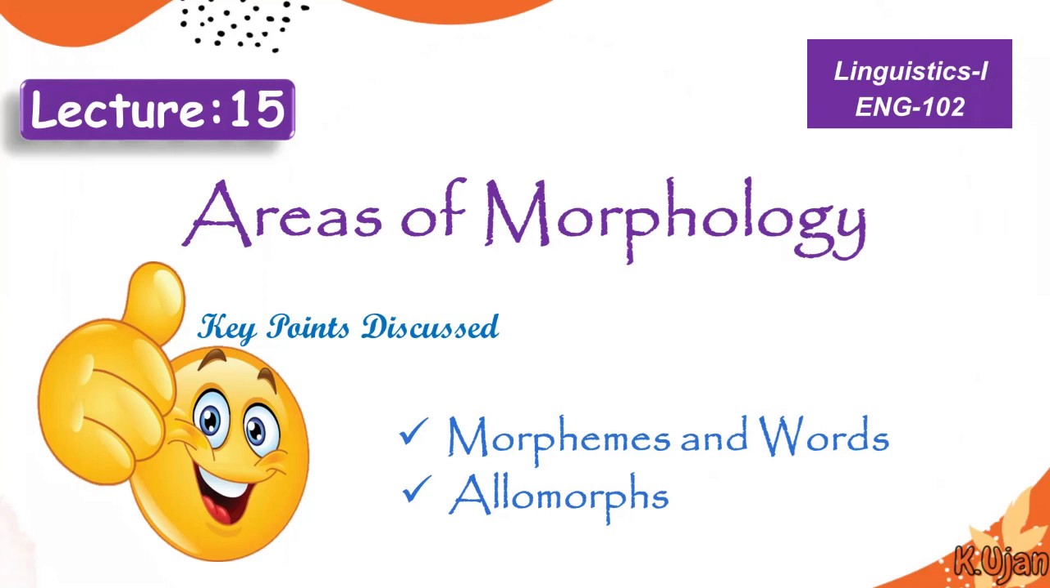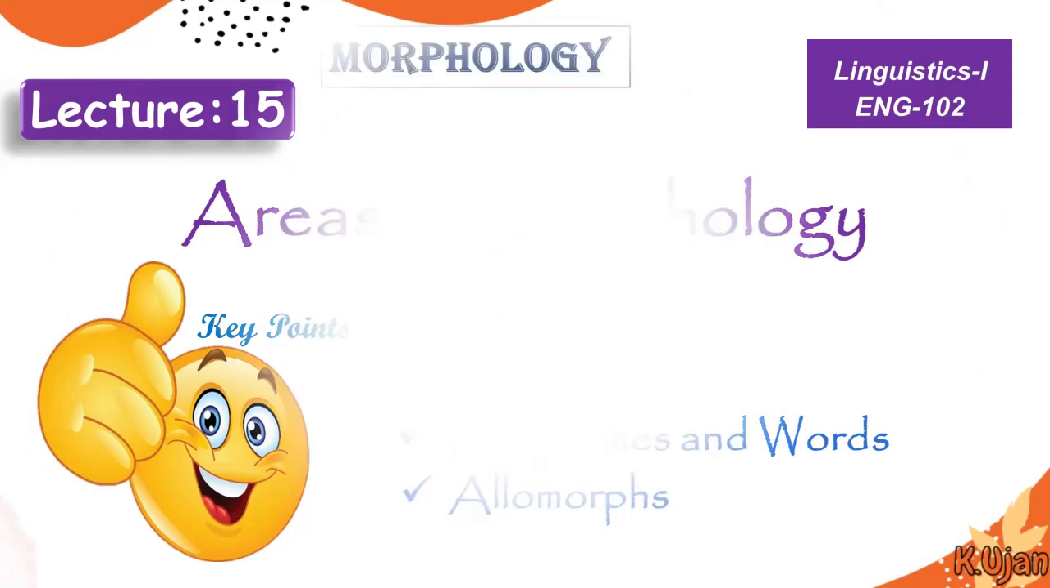This topic is from the subject Linguistics Part 1, English Code 102. This is our lecture number 15. We have already conducted 14 lectures in this lecture series program. The areas we are going to discuss and learn in this lecture are the differences between morphemes, words, and allomorphs. So without further ado, let's get started on today's topic.